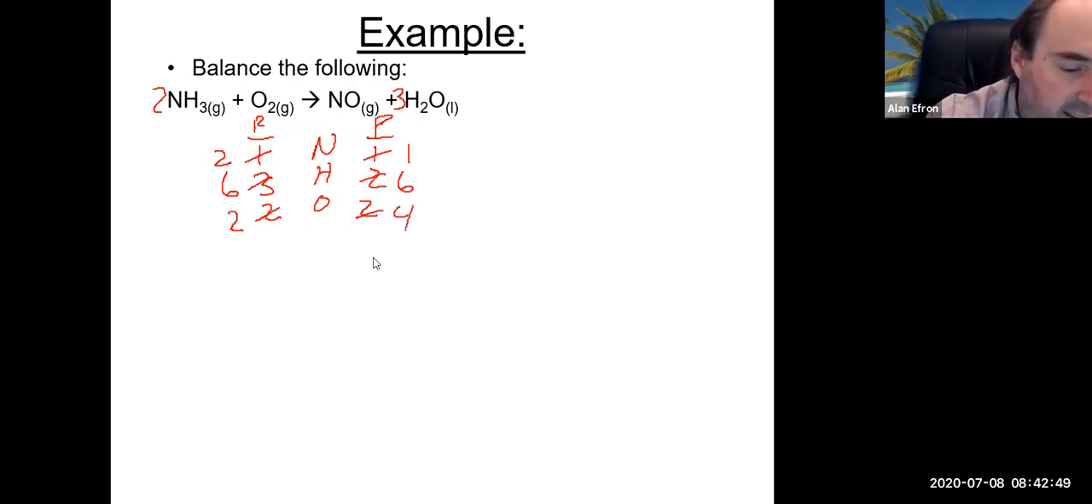So the next easiest thing probably to take care of would be the nitrogen. So we could fix that by putting a 2 on the right-hand side. And that will give us 2 nitrogens, still the 6 hydrogens. Our oxygens are now up to 2 on the right, and 3 more makes 5. So at this point, we've now balanced everything except for our oxygen. We only have really 1 spot to fix it, which is here. And we're in that situation where we basically need to turn that 2 into a 5.